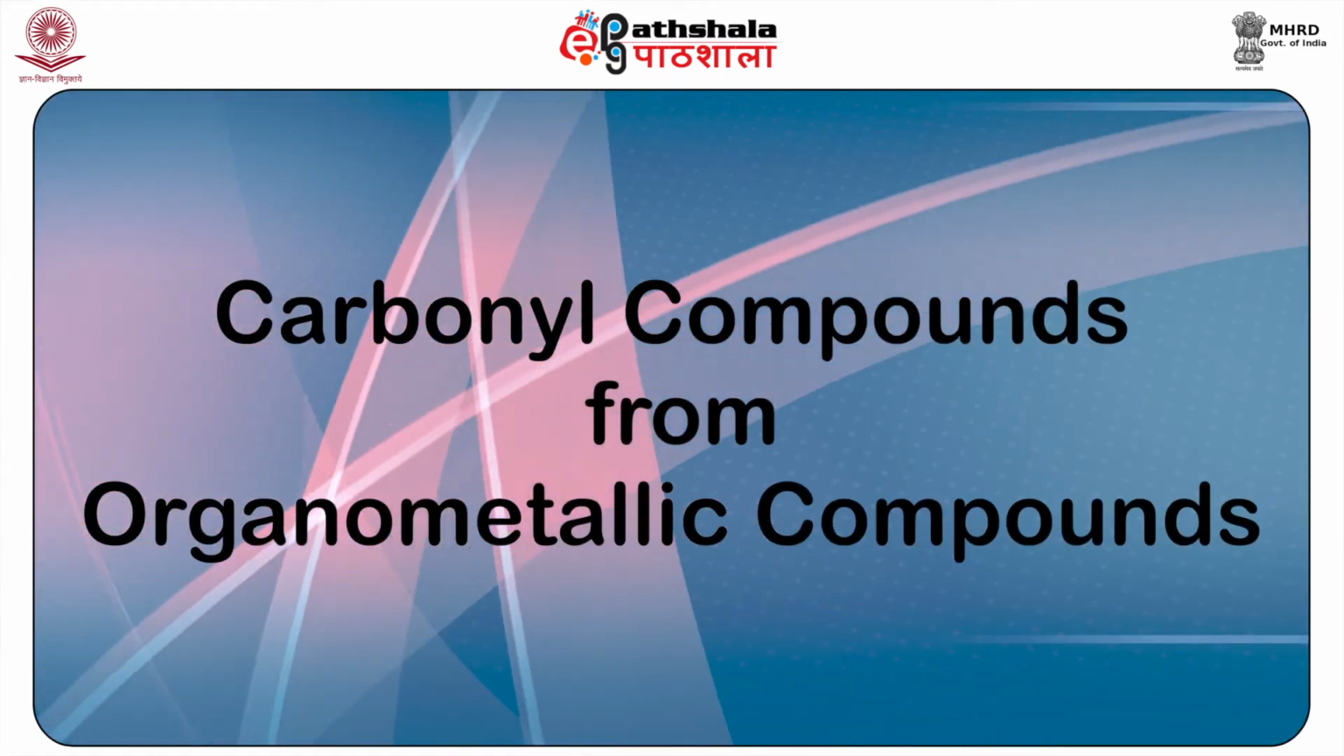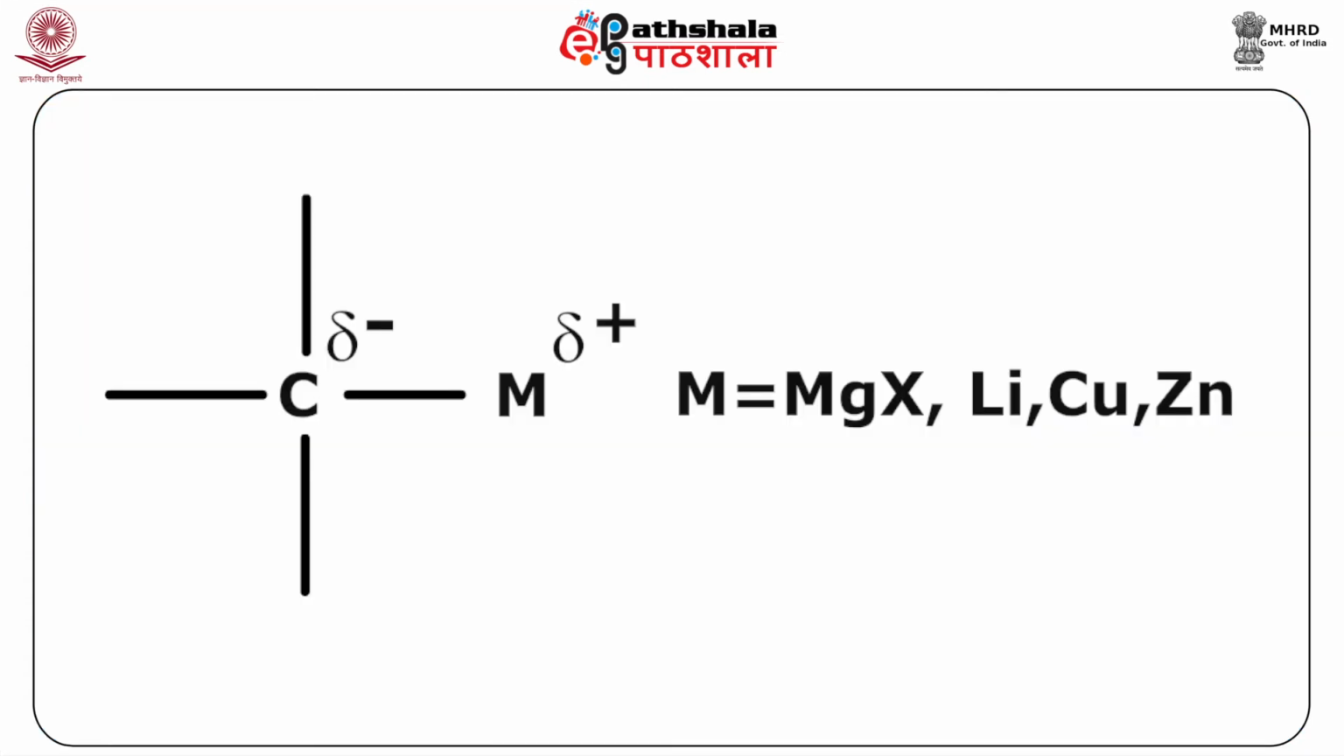The carbonyl compounds from organometallic compounds. These are the compounds having at least one carbon-metal bond. Metal being more electropositive than carbon acquires a positive charge, while the carbon acquires a negative charge and thus is very electron rich. This is shown here in the given figure. The metal used could be magnesium halide, it could be lithium, copper or zinc. Thus, organometallic compounds provide a nucleophilic carbon capable of donating an electron pair to an electrophile.